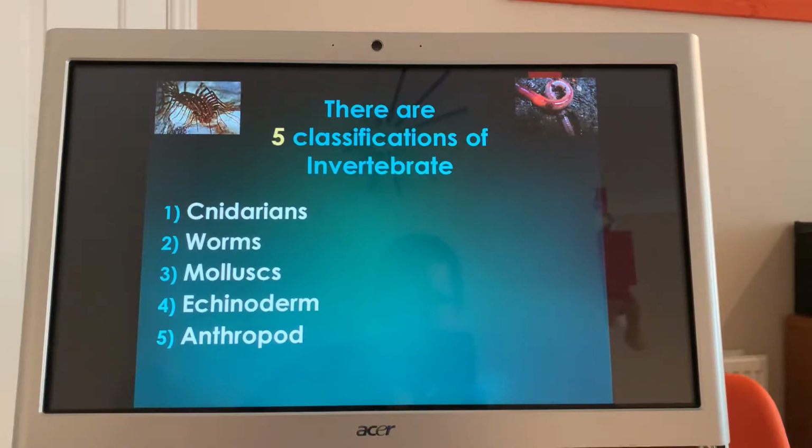Now, number 1 is a silent C. It's a cnidarian. So cnidarians. Number 2 are worms. Number 3 are mollusks. Number 4 is echinoderm. And number 5 is arthropod. But what do these mean? What are they?